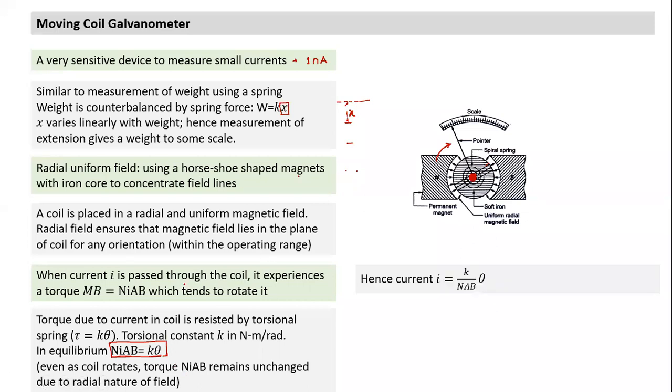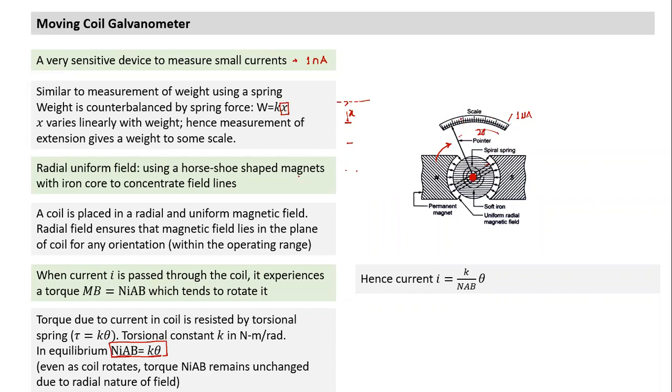So what is the current here? If I write it, current is K theta by NAB. What we notice here is that current is directly proportional to theta. What does that mean? Suppose I have an angle here. As this rotates, this pointer also will rotate. So if the current is, say, 1 microampere, I get a deflection of, say, 20 degrees. If I make the current half, the angular deflection will be half of it. If I make it one fourth, the angular deflection will be one fourth.